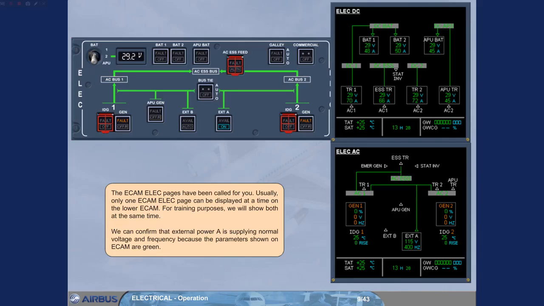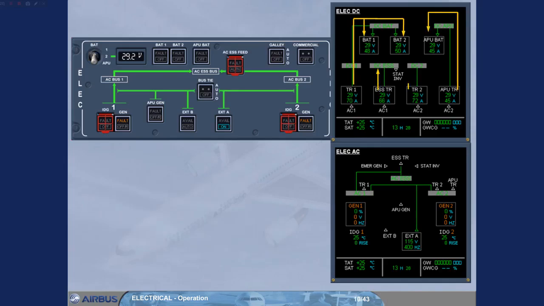We can confirm that external power A is supplying normal voltage and frequency because the parameters shown on ECAM are green. By following the green lines on the ECAM pages, you can see that the external power is supplying all the electrical system. If external power B was also connected, it would supply the left side of the network and external power A the right side.